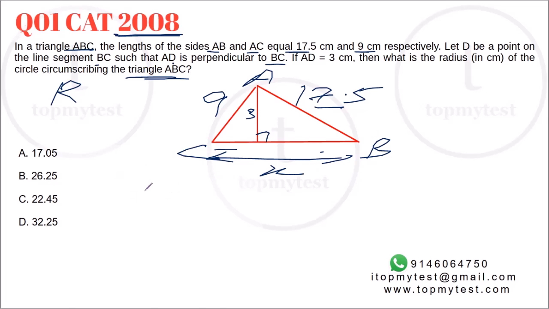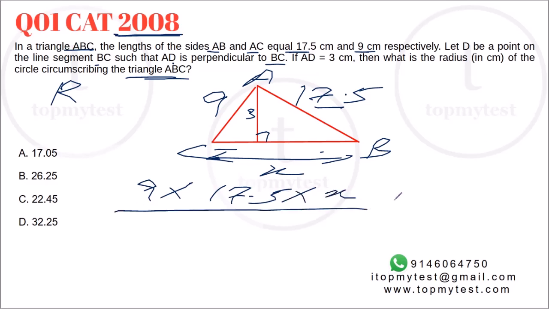Product of the three sides will be 9 into 17.5 into x. What will be the area? Now, one way is to use Hero's formula, but as we have said earlier, Hero's formula need not always be used. It is useful when you know all the three sides, but to calculate just one side using Hero's formula is a little painful. We have done this earlier with other triangle problems as well, right?